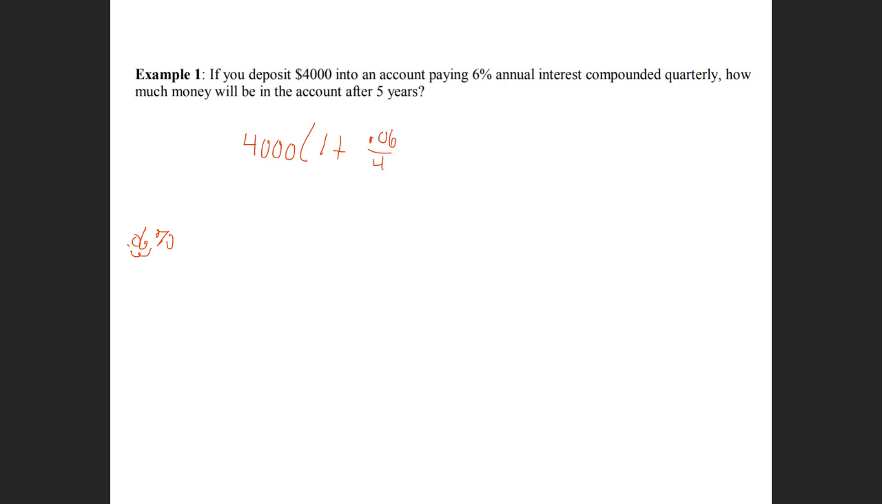So that means 4 times a year. And then I'm going to raise it to the 4, so n times t. Well, t is 5, so 4 times 5 is 20. So all I have to do is plug this into my trusty calculator, and I do have my calculator with me today because these would be really hard to do without a calculator. So I've got 4,000, and then 1 plus 0.06 divided by 4, and then I'm going to raise it to the 20th power.